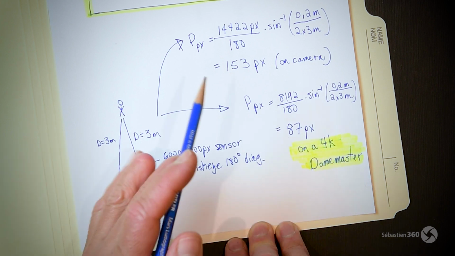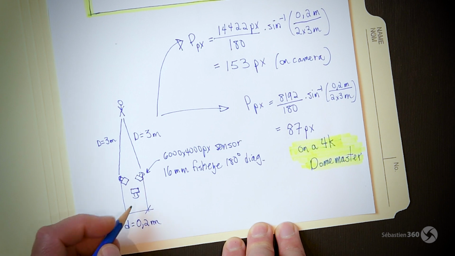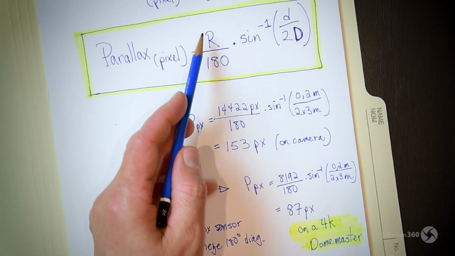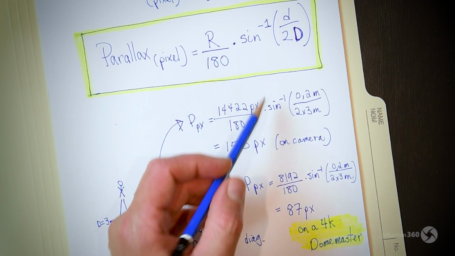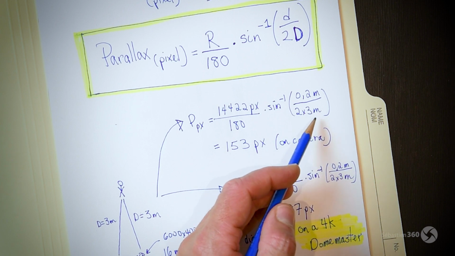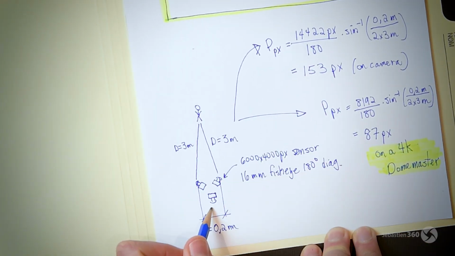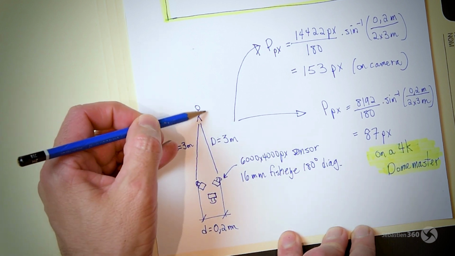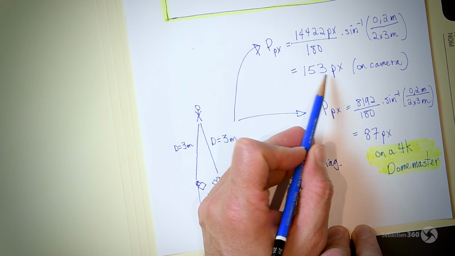So if we put all the numbers, and this is assuming that we have the same sensor and same lens as the previous example, R is 14 something pixels divided by the 180. Here the distance between the lenses, 2 times the distance between the subject and the lens, and you end up with a parallax for this rig, or I should say this subject in front of this rig, of 153 pixels.